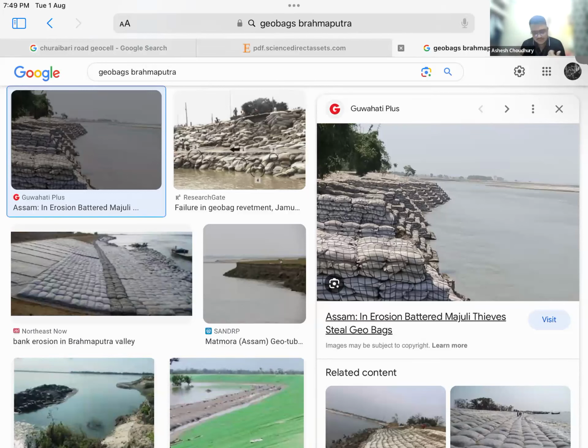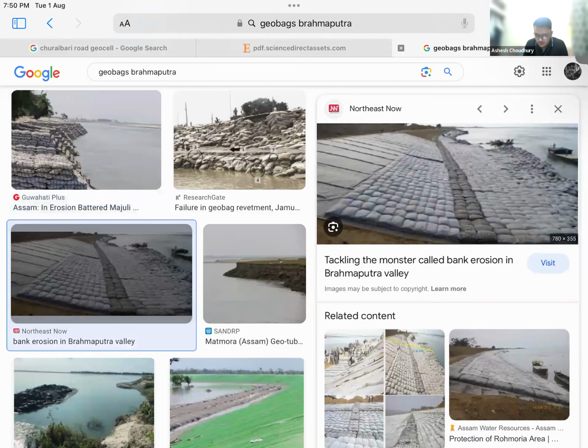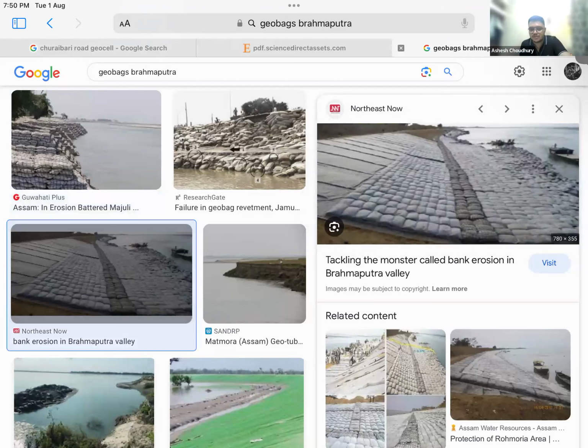So geobags are nothing but bags like sacks, okay, like a rice sack or something. Similarly, these are made with some geotextile material. Inside that there is soil, and it prevents the soil from erosion. Here also you can see bank erosion protection, same in Brahmaputra, same geobags were used. These are geobags over these round things.